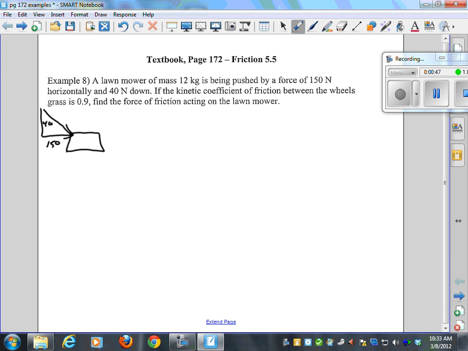The mass of the lawnmower is 12 kilos. If the kinetic coefficient of friction between the wheels and grass is 0.9, that's pretty high. Find the force of friction acting on the lawnmower. So my mu value is 0.9. I'm solving for FF. Now, we know that mu equals FF over Fn. Do I know my normal force yet? No, I do not. So before I can do the final step, mu equals FF over Fn, I'm going to need my normal force.